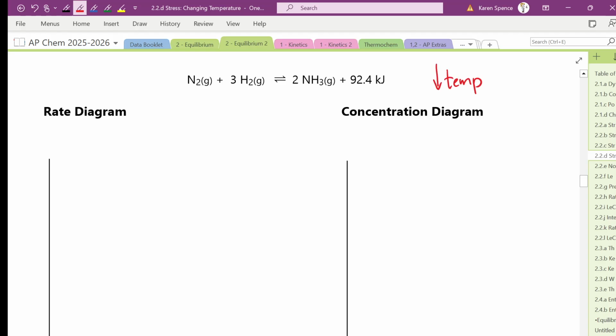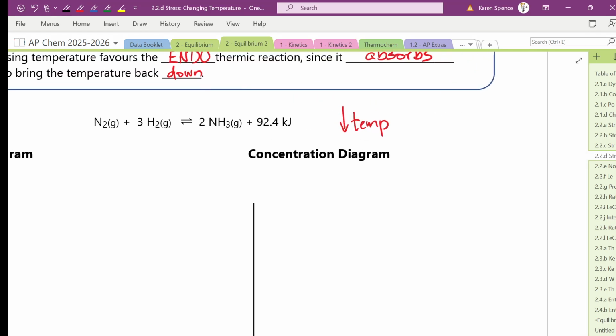What I would like you to do right now is jot down a Le Chatelier's explanation of what happens when we decrease temperature and explain why. Explain why in terms of Le Chatelier.